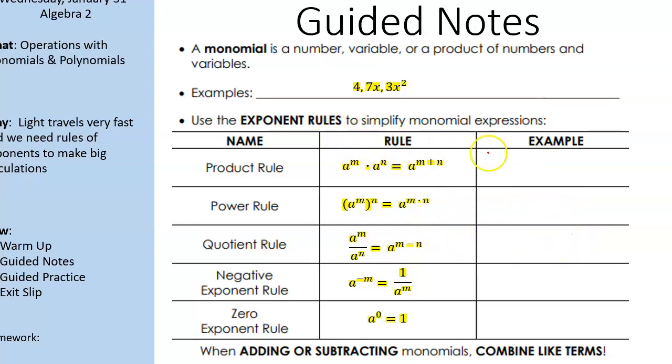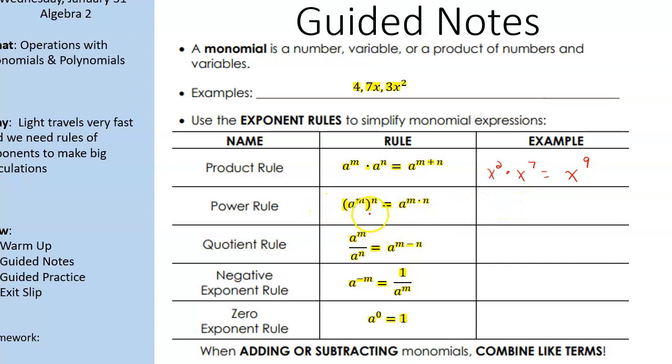Now we have exponent rules that we need to review. We have the product rule, which is basically saying, hey, we're multiplying something and it's the same base, so we're going to add the powers. The rule is a to the m times a to the n equals a to the m plus n. So let's do an example. If we had x squared times x to the 7th, same base, so that's going to be the same as x to the 2 plus 7, which gives me 9.